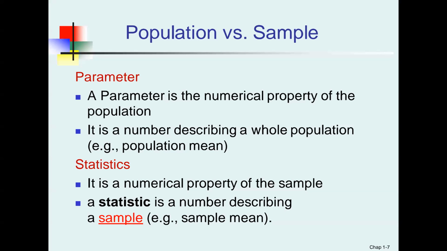Okay. Statistics, it is actually a numerical property of the sample. So just know the difference. Statistics are basically the numerical properties of the sample. They describe the property about the sample, maybe the sample mean, the sample standard deviation. As long as you get those characteristics from the sample, we call them statistics. But if you get them from the population, they are called parameters.